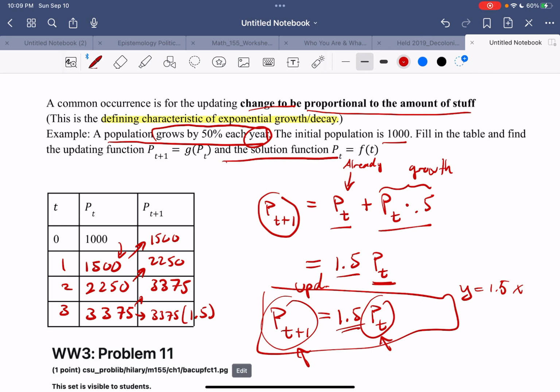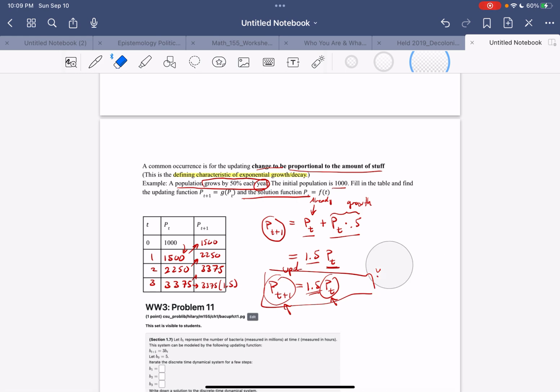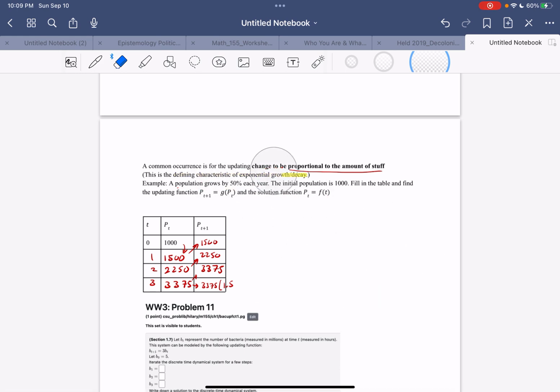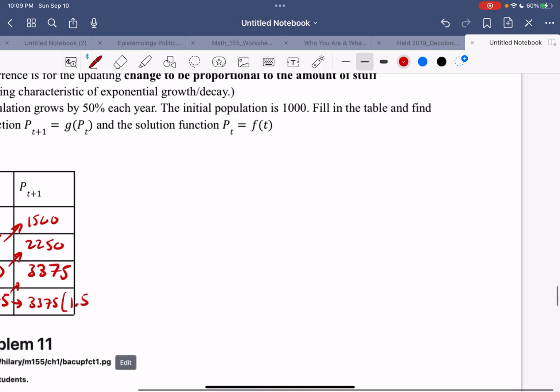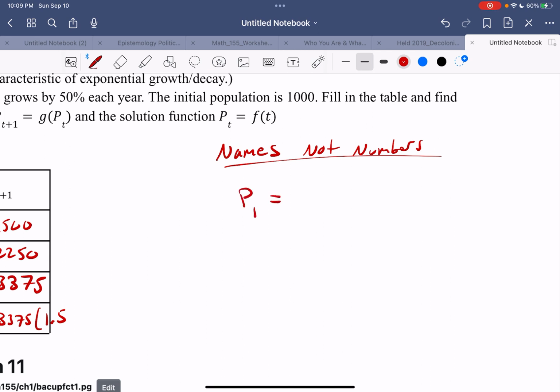Okay, find a solution function. So let's go back to my old tip, which is to just write stuff out, where you use, here's the mantra for solution functions: names, not numbers. We're going to do this a lot for discrete time dynamical systems. So how do I find the population in the first year? Well, I take the population that was initially there and I multiply it by 1.5.